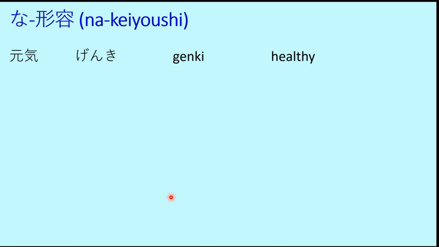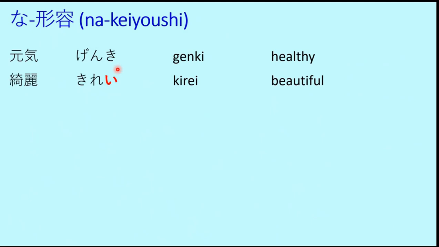Now let's take a look at examples of the na-keiyoushi series. The first one is genki, which means healthy. We have provided the kanji characters as well, but you need not get bothered with those because we have not done them yet. These are complicated kanji, so we have provided the hiragana version as well, so you may focus on that. And kanji, just take a look, because through visual inspection sometimes some things get embedded in our brain. So it's not a bad idea to look at the kanji as well, but you need not get worried. Genki means healthy.